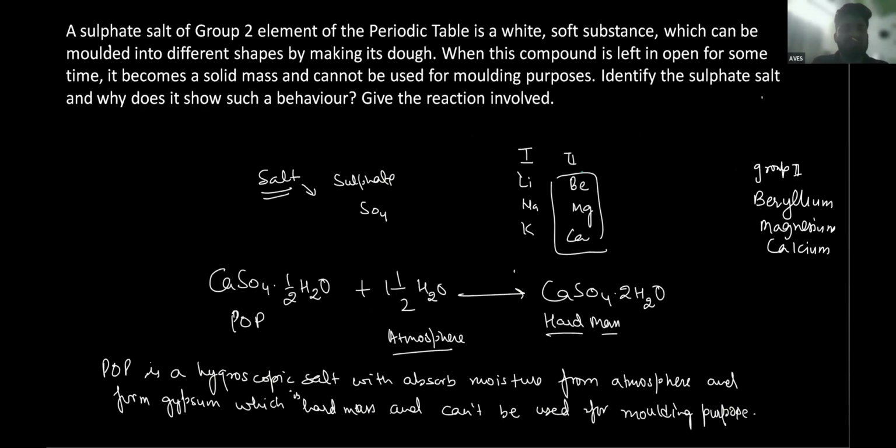Now moving on, write down this question. A copper sulfate, a sulfate salt: sulfate means SO4, and salt can be Na2SO4, CaSO4, K2SO4, MgSO4. So sulfate means the SO4 group, of a group 2 element of the periodic table. What is group 2? You have seen the periodic table: the first group is with hydrogen, then lithium, then sodium, then potassium. And this is the other group, group 2.